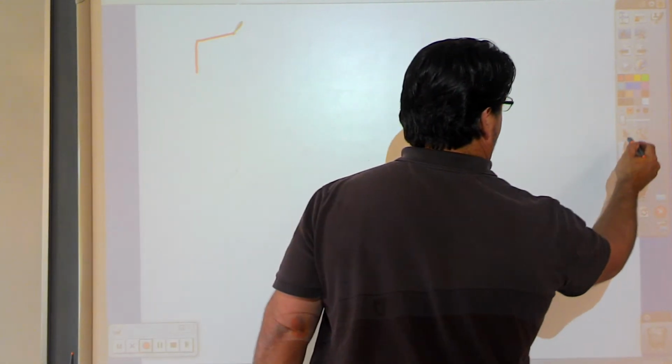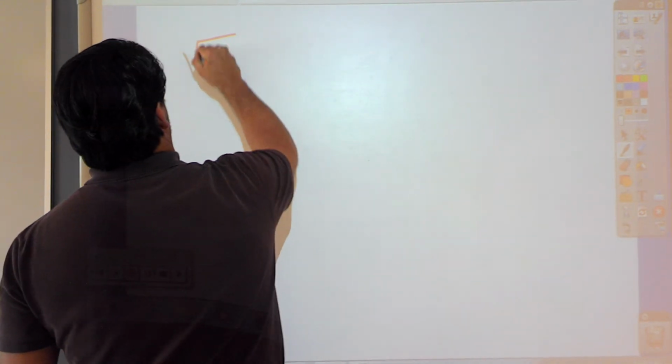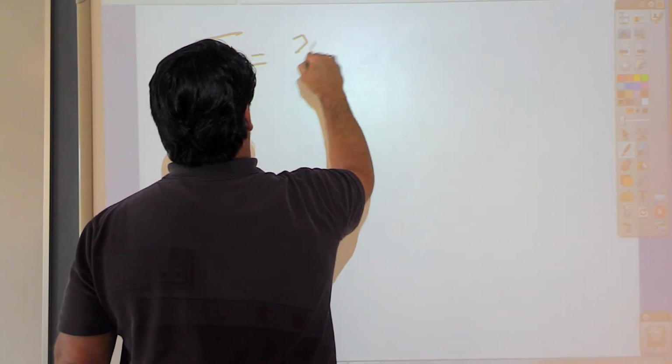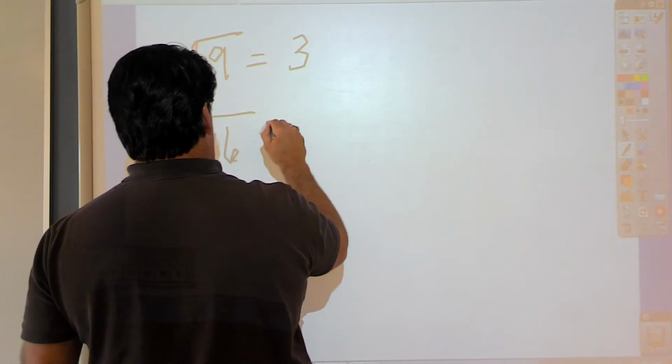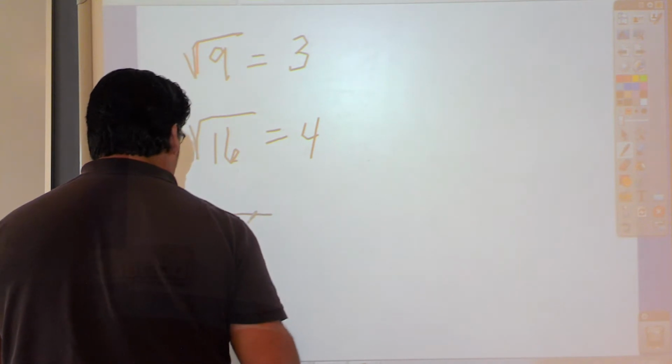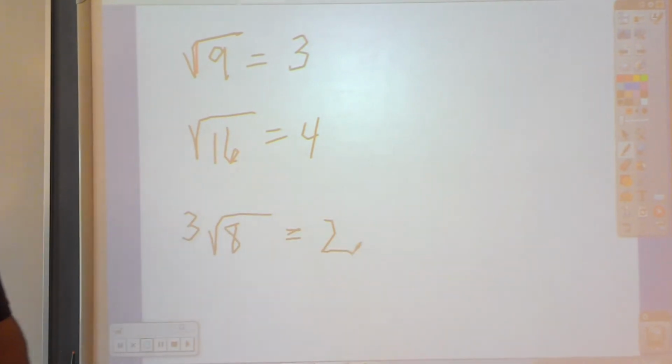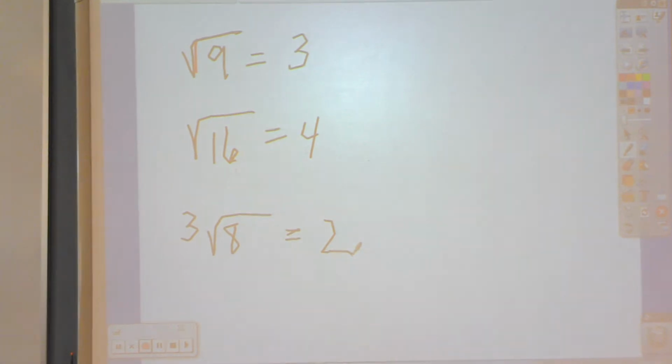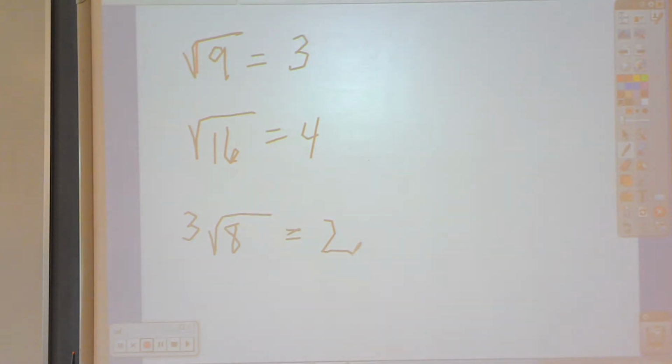The square root of 9 is what? 3. The square root of 16 is what? 4. The cube root of 8 is 2. All right? I changed gears on you, didn't I? You have to go back and say, well, wait a minute. There ain't no square root of 8. Some of y'all say square root of 8 is 4. No, it's not 4, it's 16. All right? So I just changed gears on you.